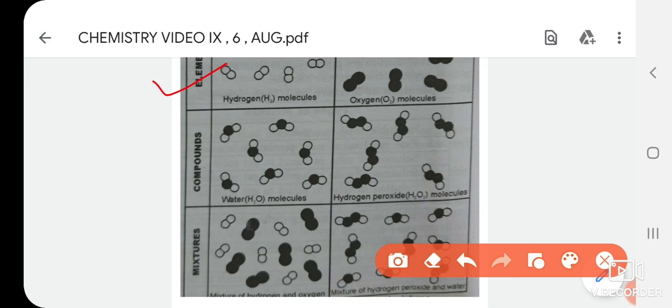So elements can exist in all three physical states: solid, liquid or gaseous. Most of the elements are solids, others are gases and few of them are liquids. For example, sodium, potassium, calcium, iron, aluminium are solids. Mercury and bromine are liquids, whereas hydrogen, oxygen, fluorine, nitrogen, chlorine, helium, neon, these are gases at room temperature. 11 elements are gases and only 2 elements are liquid at room temperature.